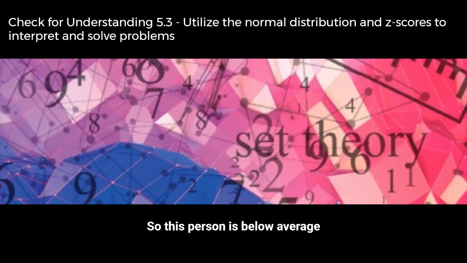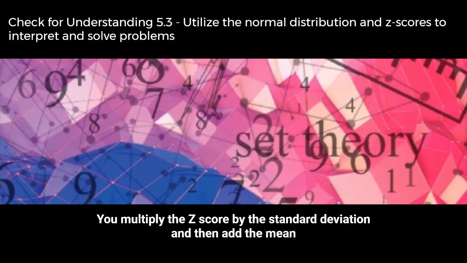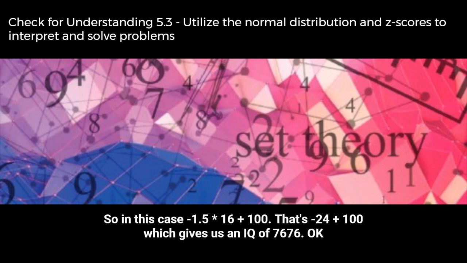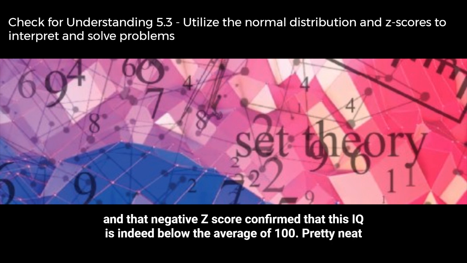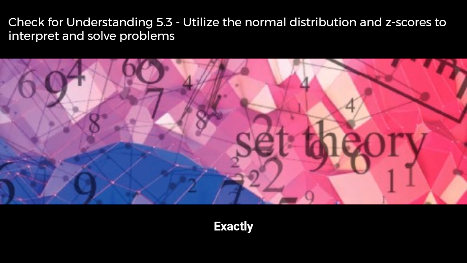Negative z-score. So this person is below average, but by how much? Okay. How do we reverse the formula? It's just a little rearrangement. You multiply the z-score by the standard deviation and then add the mean. So in this case, negative 1.5 times 16 plus 100, that's negative 24 plus 100, which gives us an IQ of 76. 76, okay. And that negative z-score confirmed that this IQ is indeed below the average of 100. Pretty neat. Exactly. It all fits together.